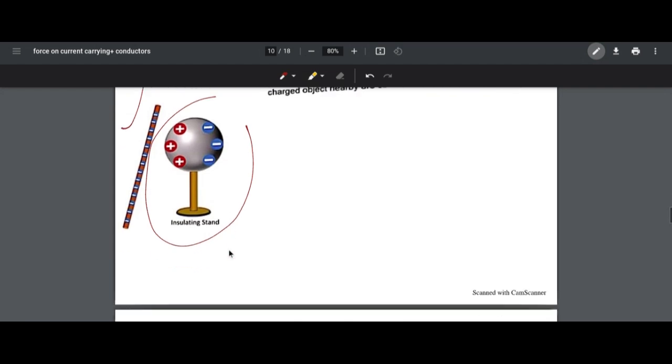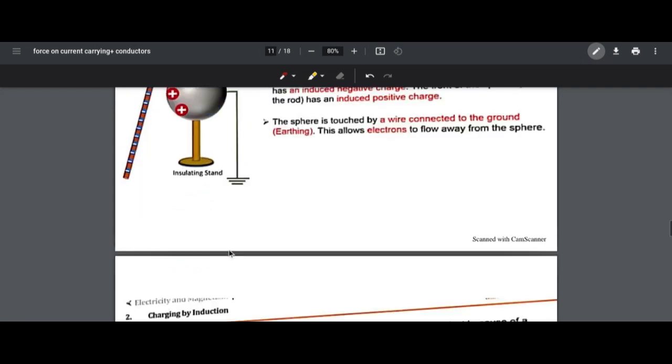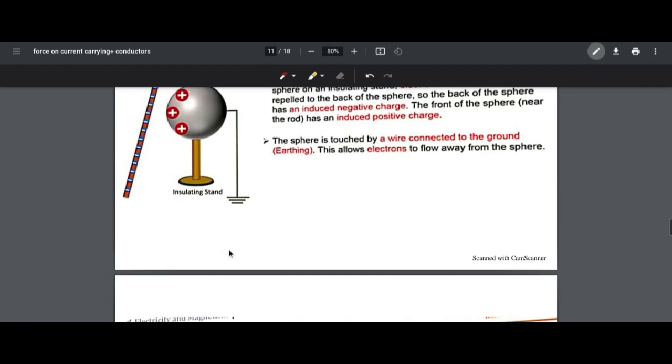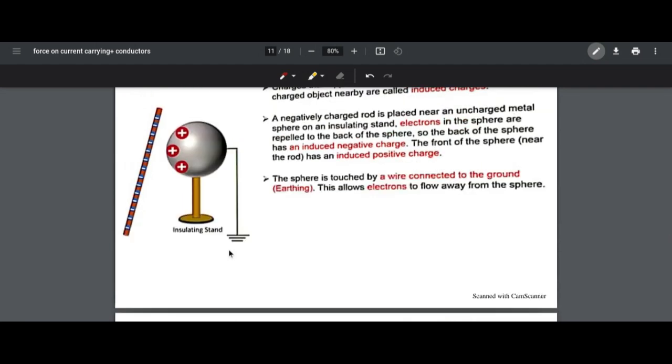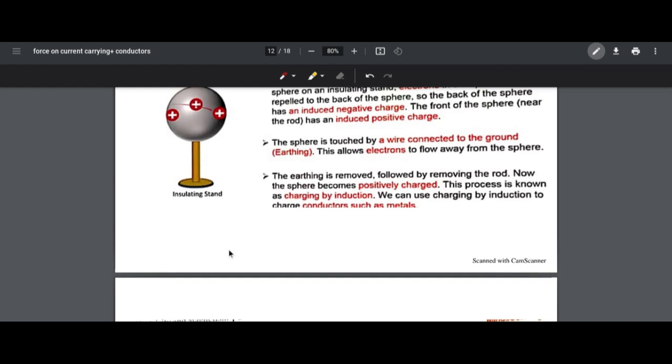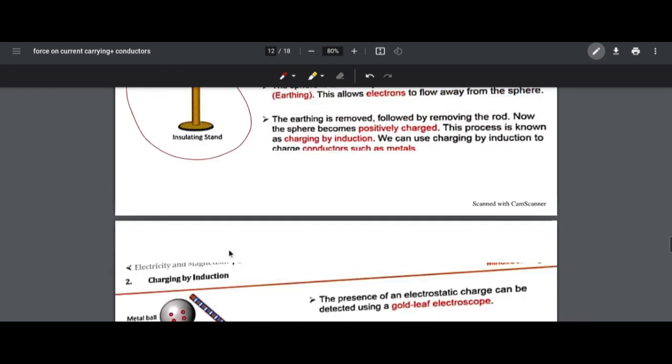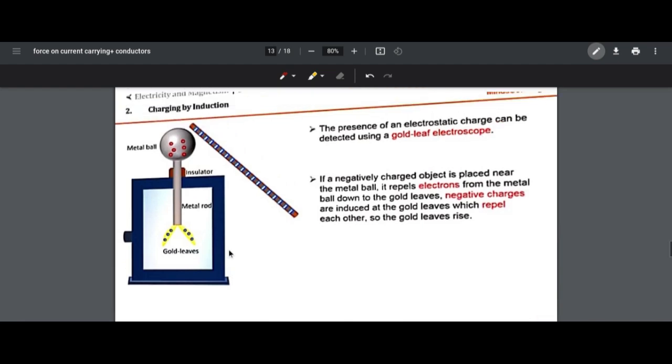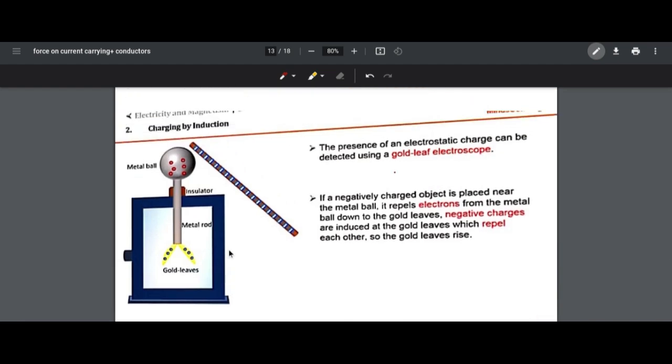Okay. And this is also a very interesting concept. This is a wire earthing. Okay, we attach an earthing wire. All the electrons will travel down the earthing wire because they are showing repulsion because of that rod. And this is the insulating stand with only the positive charges. Okay. And the next thing, this is known as a gold leaf electroscope.